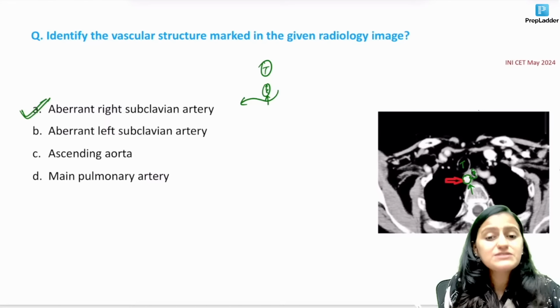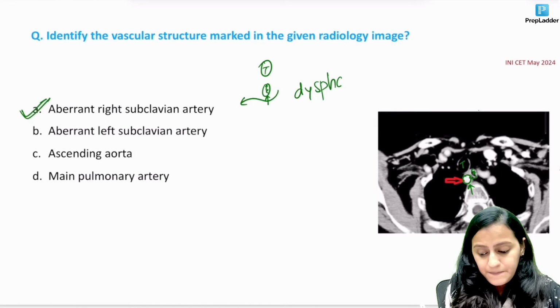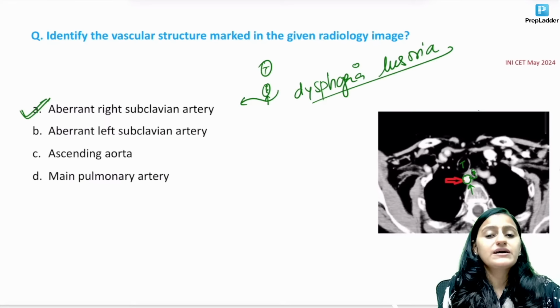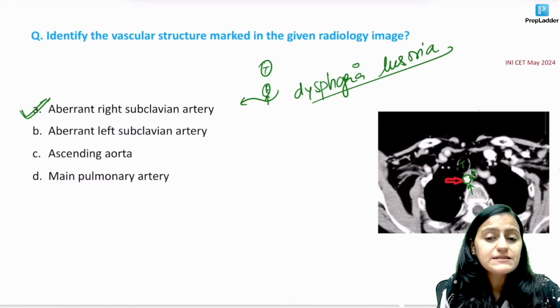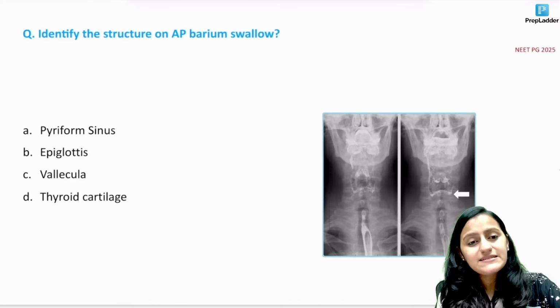So it can compress on the esophagus from behind, and it causes dysphagia lusoria. What is it called as? Dysphagia lusoria. So that is ARSA, aberrant right subclavian artery. Correct. Next one. What is the structure on the barium swallow?